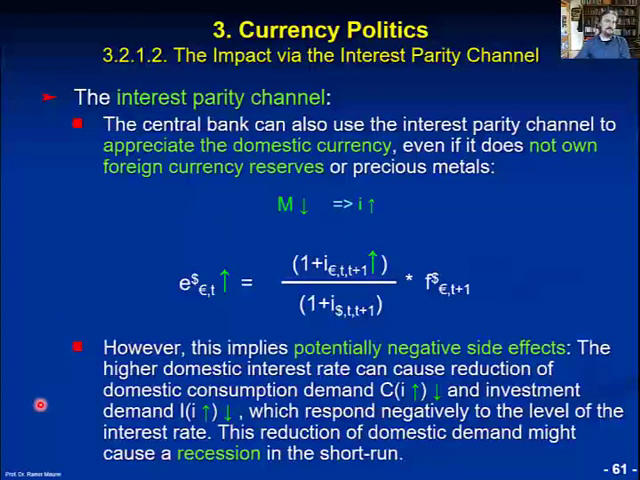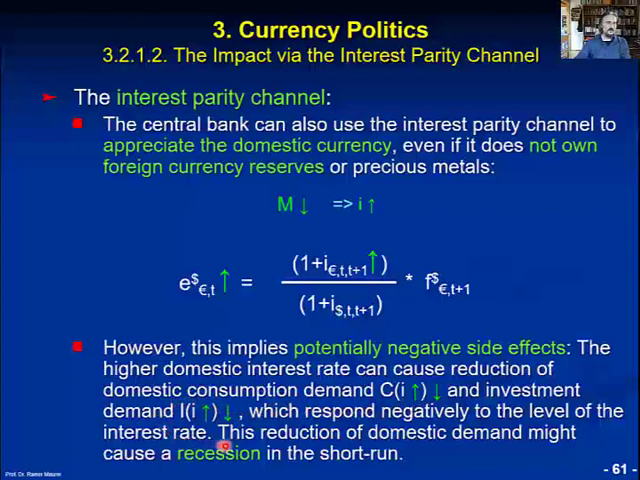Now this sounds good, but there are potentially negative side effects of such a policy of increasing the domestic interest rate. The higher domestic interest rate can cause a reduction of domestic consumption demand and domestic investment demand. Both respond negatively to the level of the interest rate. Consumption depends negatively on the interest rate because if the interest rate gets larger, households want to undertake more savings. To do so, they have to reduce their consumption.